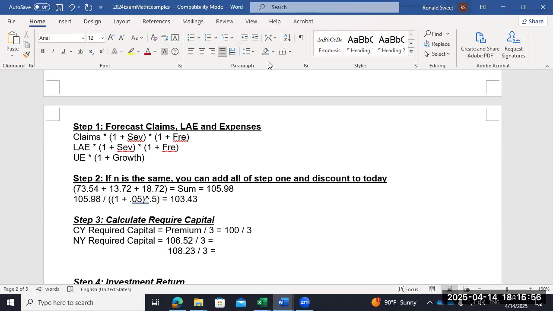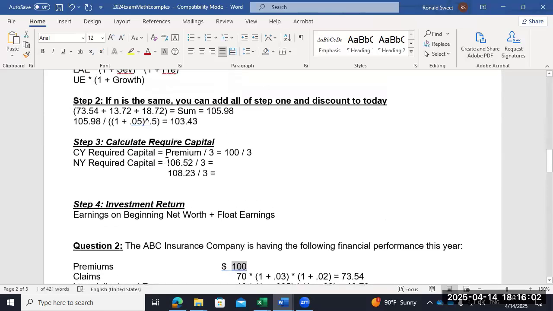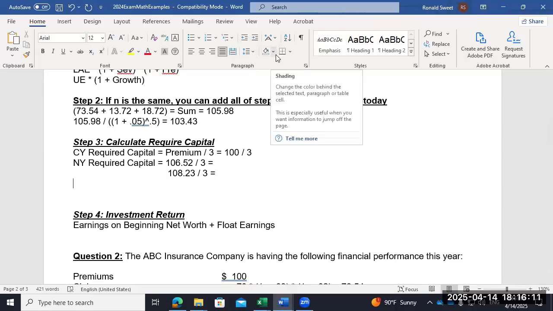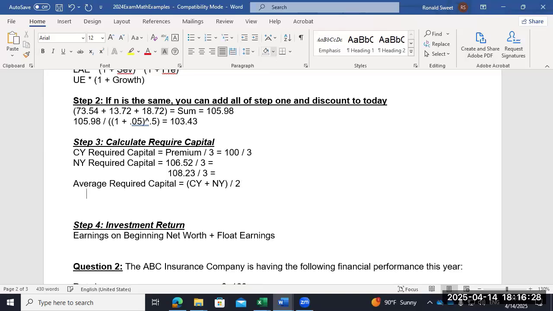So you need the required capital on current year. That's what you're given. I gave you 2 question premiums in the problem. You got to calculate that. Let's look at all the other ones you're going to need. You're going to need the average required capital, which is going to equal the current year plus the next year divided by 2. So you have 2 options there. And I haven't calculated, but whatever, this number plus this number and this number plus this one.